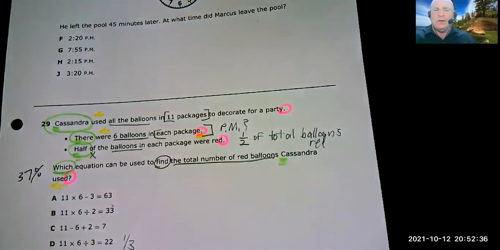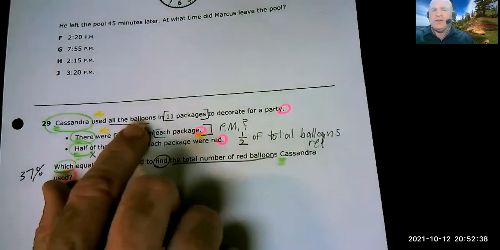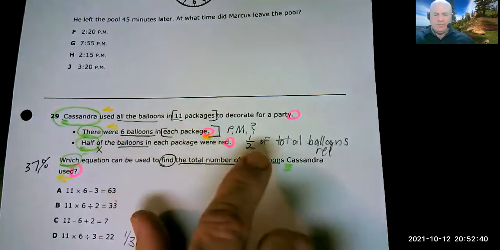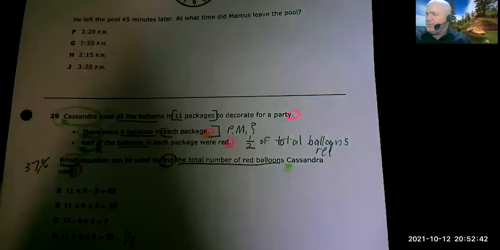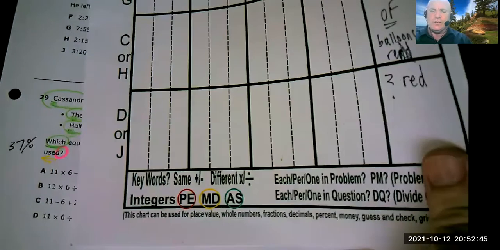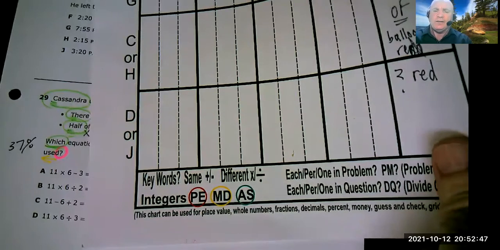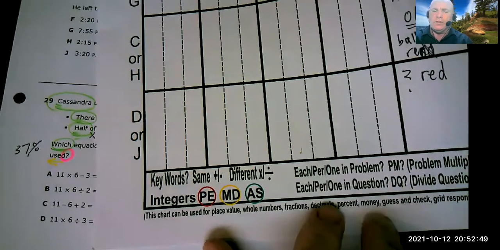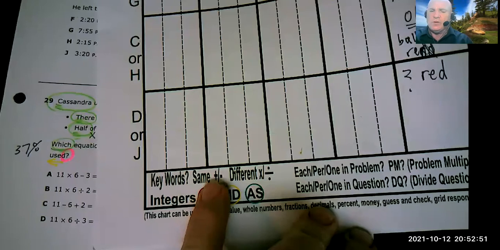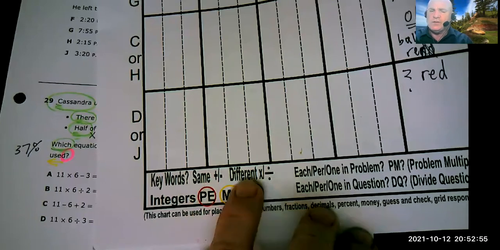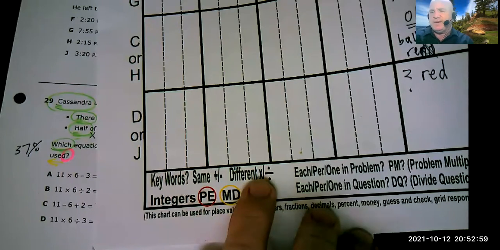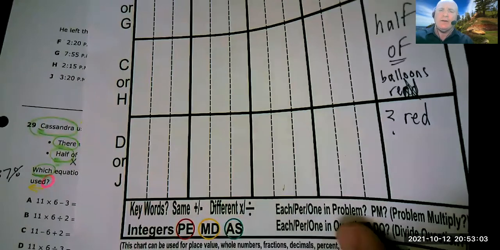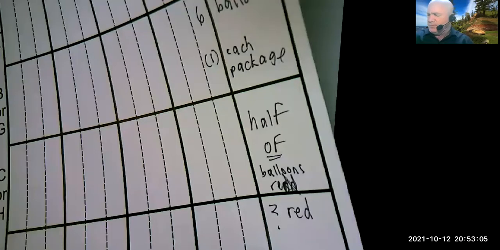So since the keywords are different, we have balloons and packages. I want you to notice on my mathematics chart, keywords are not the same. Balloons and packages, the keywords are different. So more times than not, your operation will be multiply or divide. Okay. In case you're wondering why I'm doing this, I'm a math minor. I'm also a math consultant.